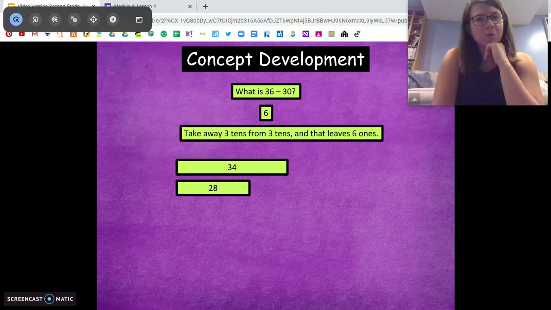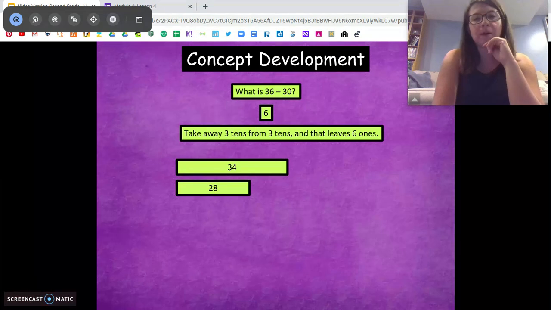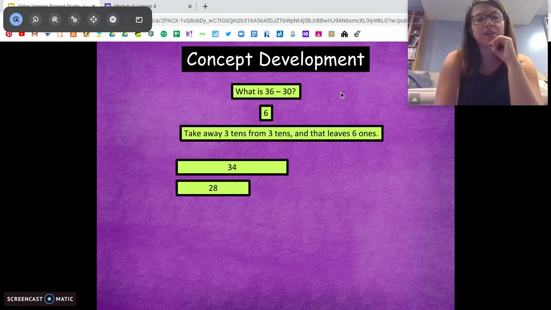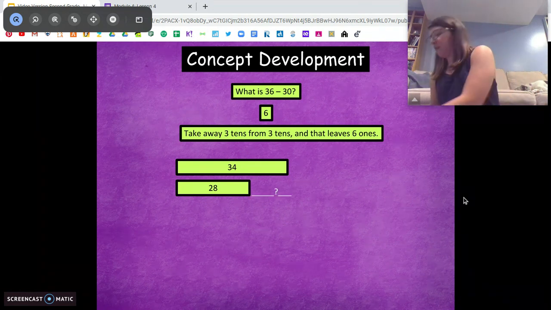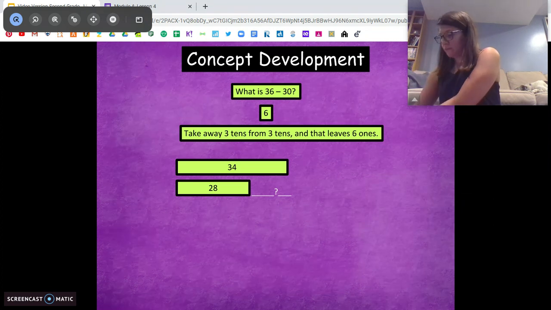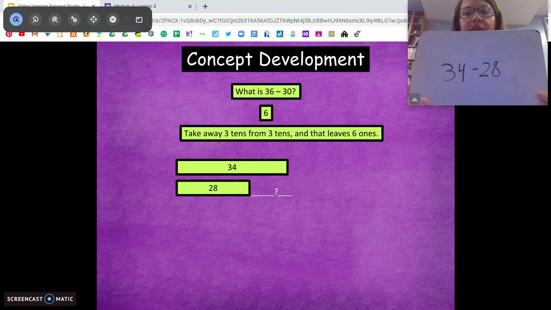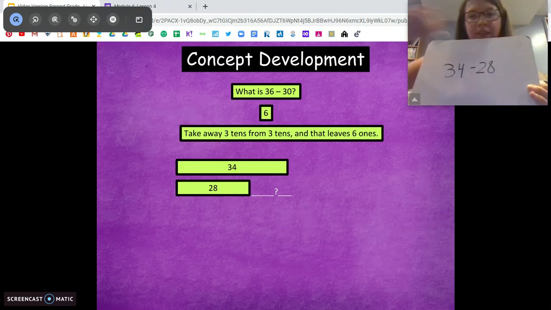Okay. What do you notice? Talk to someone at home about the similarities between this number sentence, and I'm going to write it on my board. 34 minus 28. Do you notice any similarities between this number sentence and 36 minus 30? Pause and talk about it.